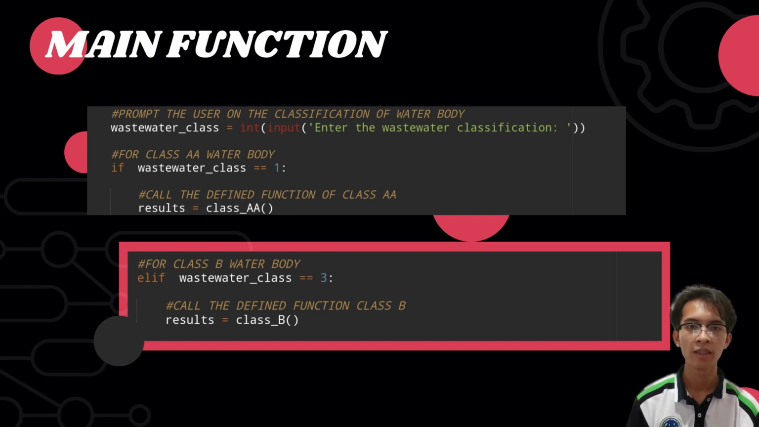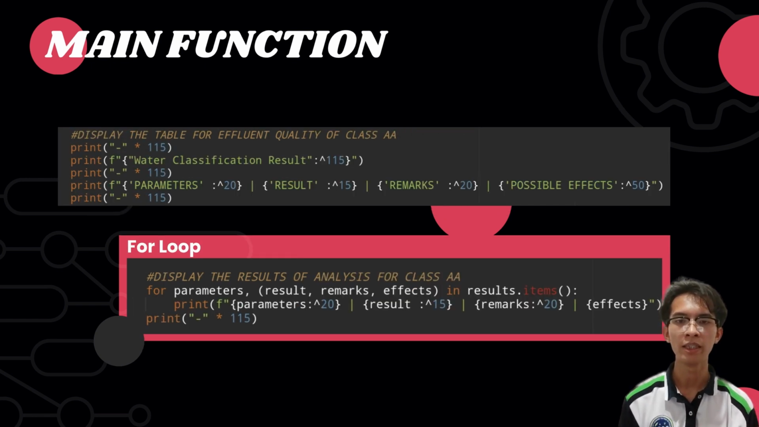Based on the user's choice, the program calls a corresponding function, which returns the analysis results in the form of a dictionary. After receiving the results, a table header is printed to organize the output. Then, a for loop is used to iterate through each parameter in the results. For each parameter, the program displays its name and the measured value, whether it's acceptable, and the possible environmental effects. This structured output provides a clear overview of the water's condition.